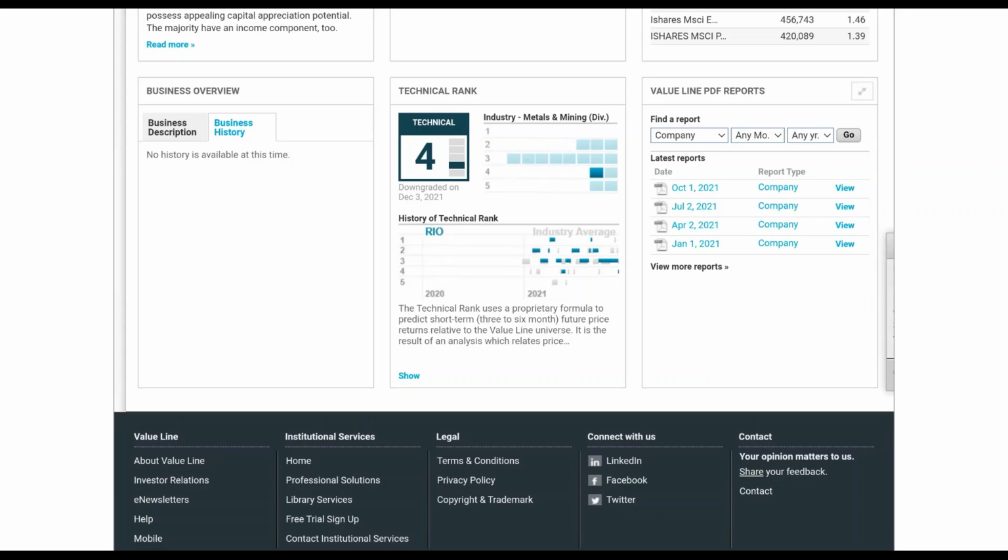And if you see that teeny little blue line at the bottom in the 4 category, it shows that it just got downgraded. That might trigger some people to sell, and we might even get a better price. And then the last bottom right box is the Value Line PDF reports. And the latest one would be October 1st.